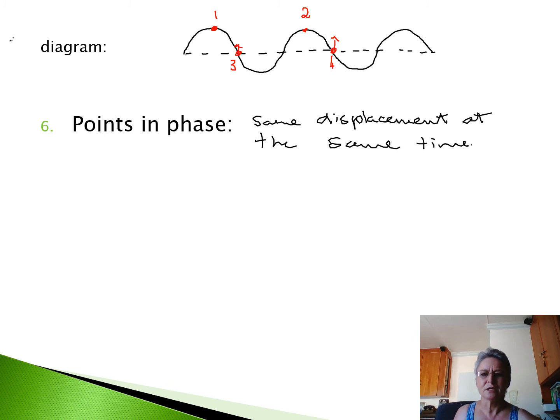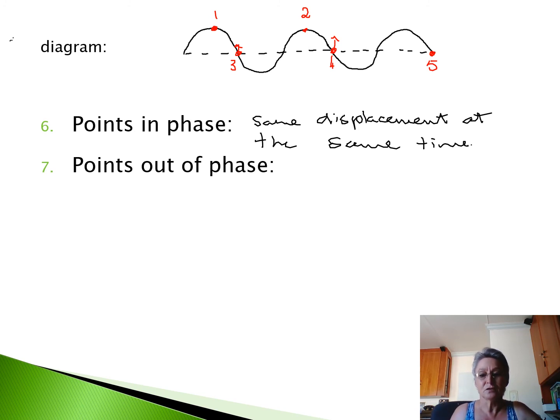Points in phase would be an integer multiple of wavelengths from each other. So point 5 will also be in phase. They describe it beautifully in your textbooks. They say 2 points are in phase if they both simultaneously conduct the same motion and are equal distances on the same side of the position of rest. Points in phase are separated by a whole number of complete wavelengths.